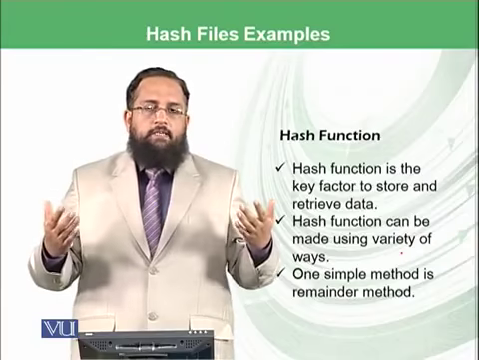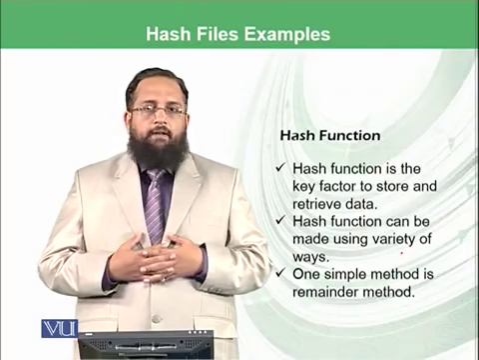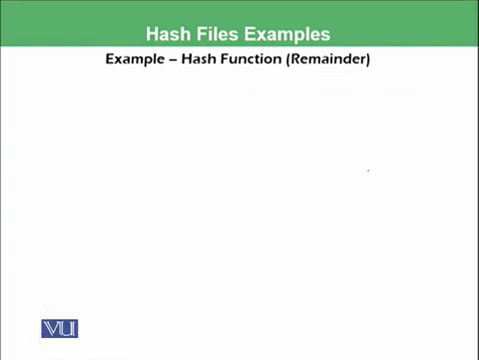There are different ways to find or implement the hash function. One of the simplest methods is the remainder method. Let's have an example. We should try to remember our previous discussion on the remainder operator, which we discussed in the programming modules. Do you remember what the remainder would be if we divide 12 by 10? 10 ones are 10, and this 2 is the remainder.